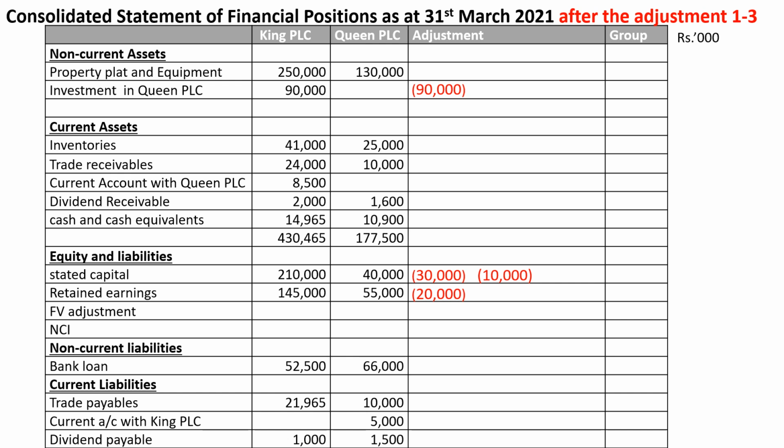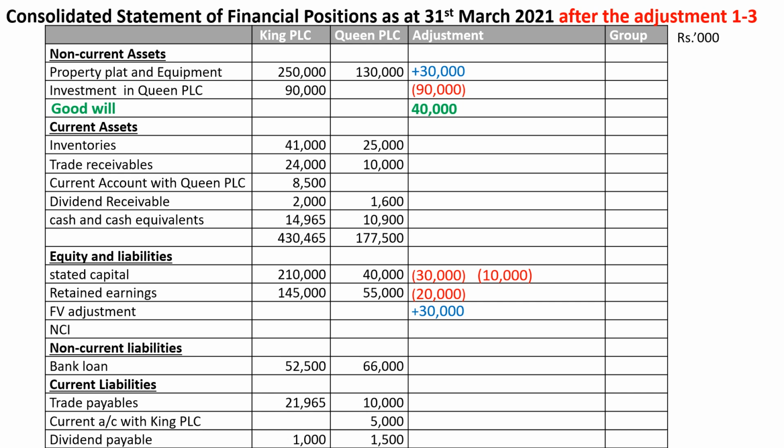Now, the question stated that the fair value of the net asset is 90,000. So, when we are adding back the book value of the net asset, you can see there is a 30,000 increment. Therefore, we are going to add it back to property, plant and equipment, and we are going to transfer it to the fair value adjustment account. Then, based on these calculations, we are going to calculate the goodwill. So, the goodwill is 40,000.